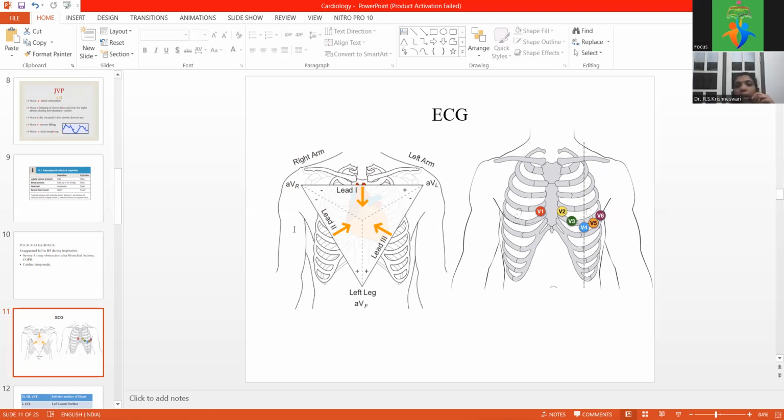So ECG, we are not discussing too much. You remember there are chest leads and limb leads in ECG. There are two types of limb leads, that is augmented limb leads, which are unipolar, and bipolar limb leads, and also chest leads. There are 6 chest leads.